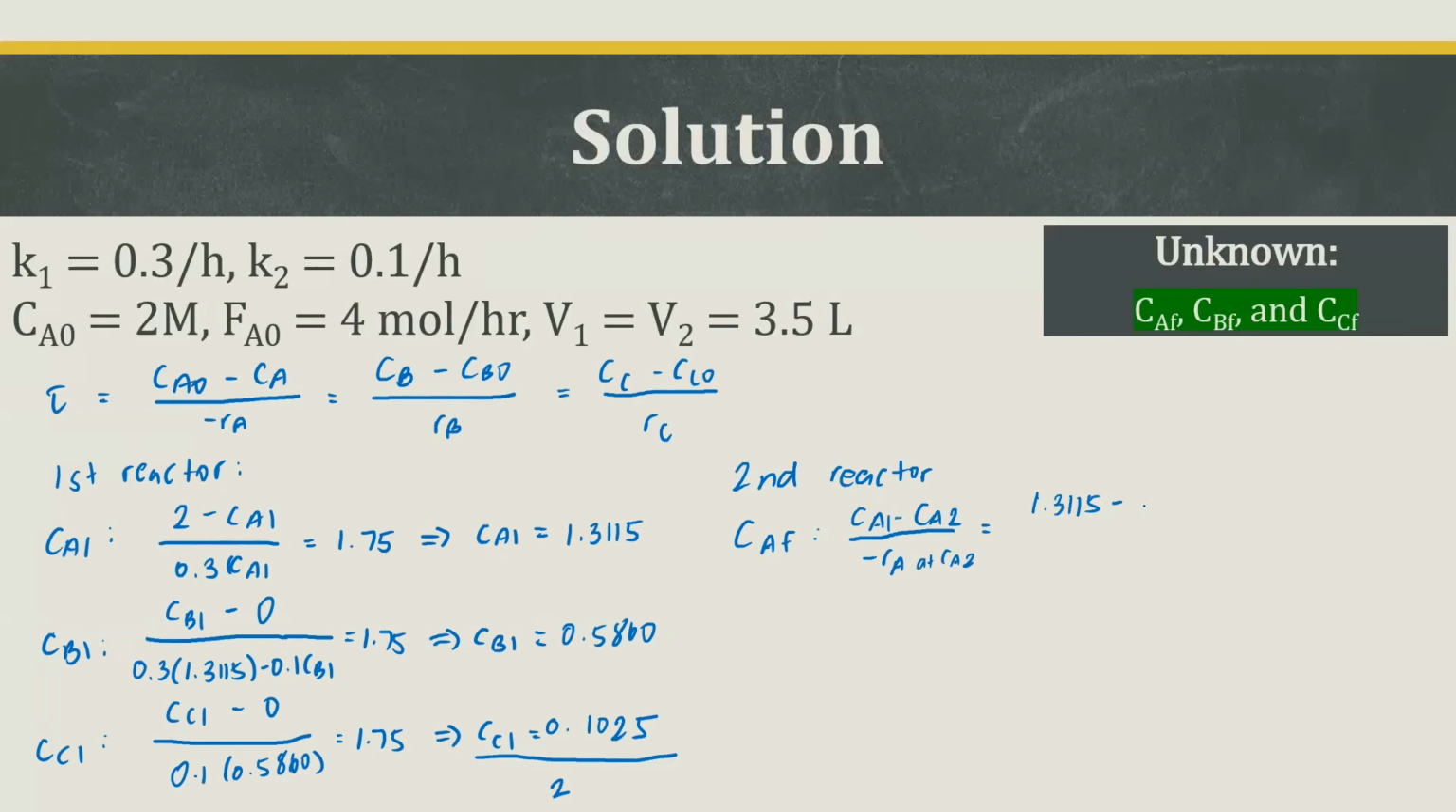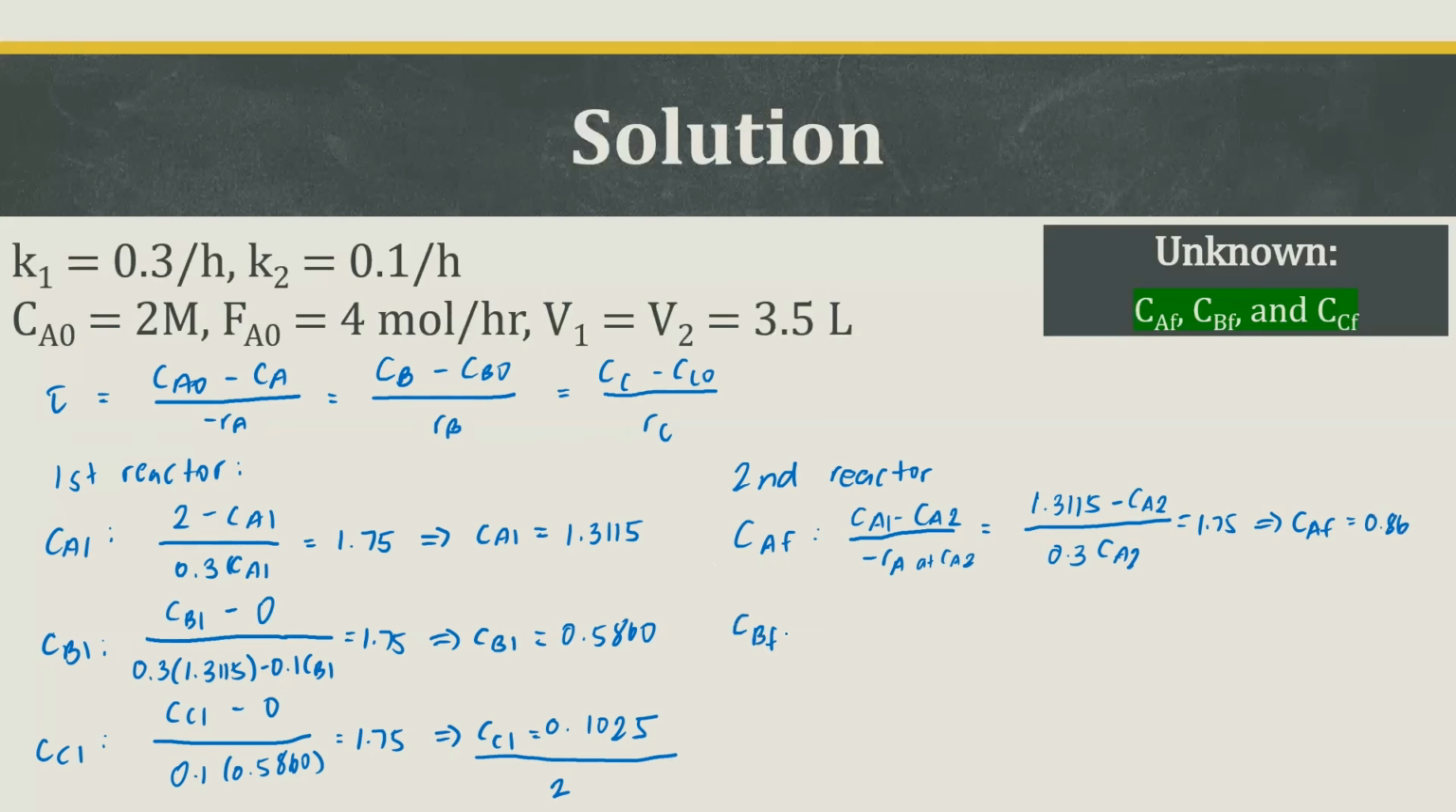So 1.3115 minus CA2 over 0.3 times CA2 is equal to 1.75. And this should give you CAF. Here CAF and CA2 are just the same. So CAF is equal to 0.86 moles per liter.